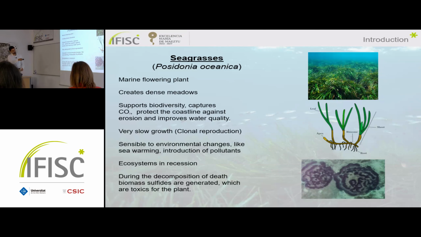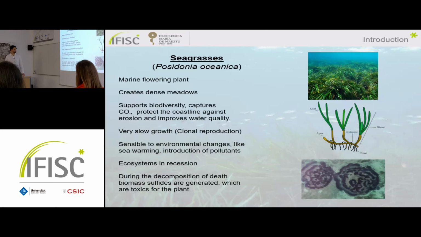come out from the rhizome, and the rhizome elongates through the apex. And this elongation is very, very slow. It grows some centimeters per year in the case of Posidonia. So you can imagine how long it takes for one of these very big meadows to grow. Also, Posidonia oceanica and other seagrasses are very sensitive to environmental change, like sea warming or the introduction of pollutants. For this reason, it is an ecosystem in recession, not only in the Mediterranean in general, but also here in the Balearic Islands in particular.